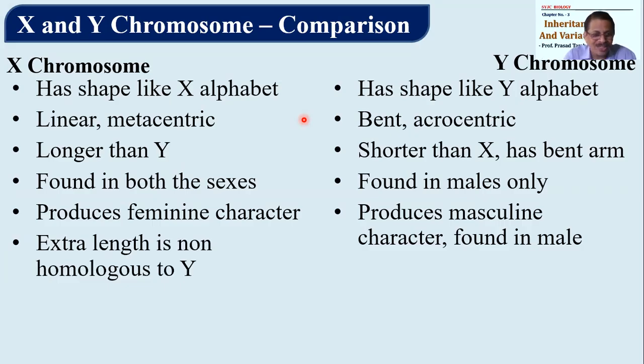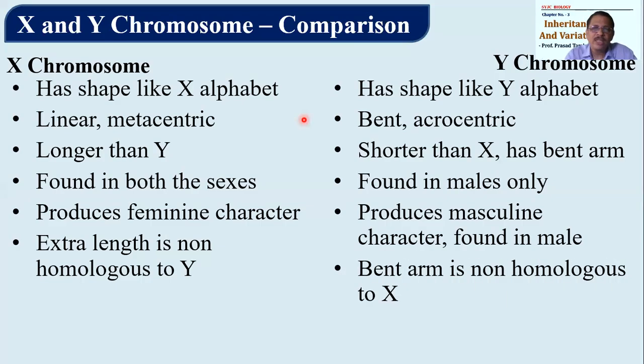I repeat this. If you take into consideration X chromosome, X chromosome is longer than Y chromosome, and Y chromosome is shorter than X. So this extra length of X chromosome is considered as non-homologous part to Y chromosome, whereas in Y chromosome there is a bent arm. This bent arm is said to be non-homologous to X chromosome. Now remember, X chromosome and Y chromosome have partly homologous nature and partly non-homologous nature.